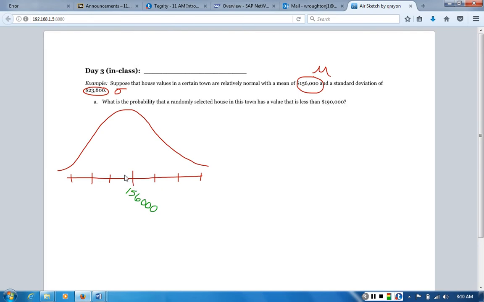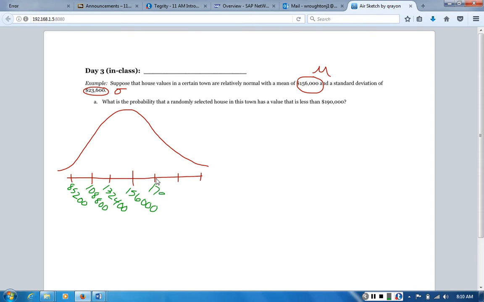My standard deviation is $23,600. As I go to the left, I'm going to subtract that $23,600 and get $132,400. Subtract $23,600 again and get $108,800, and finally subtract the $23,600 again to get $85,200. And in the other direction, we're just going to add the $23,600 to our $156,000.